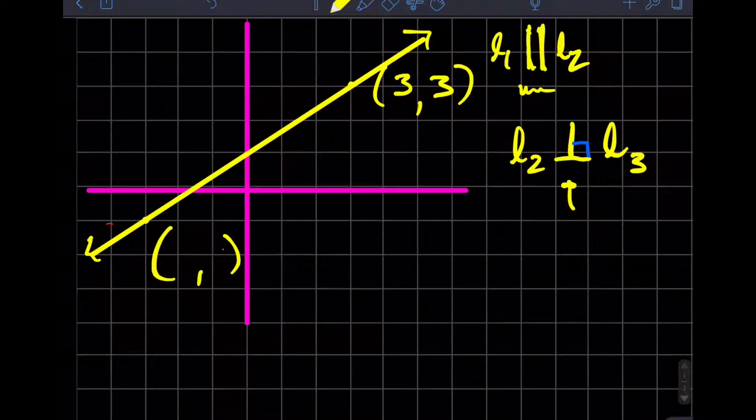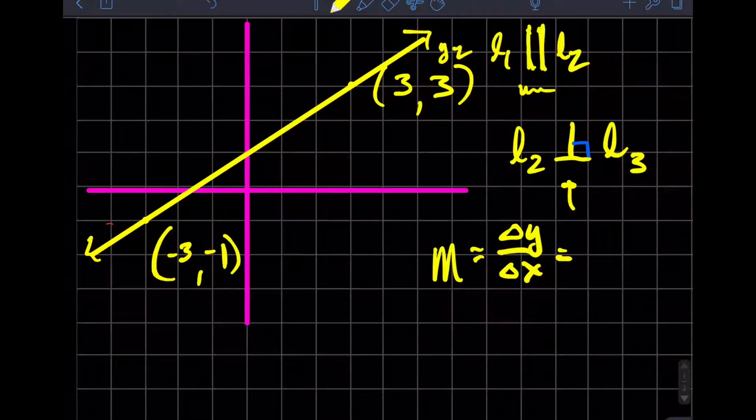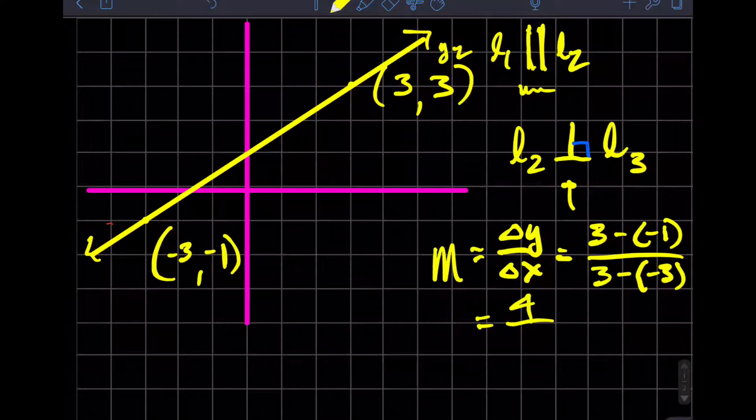I've drawn this line, and it goes through the point 3, 3, and it also goes through the point -3, -1. All right, so first let's find the slope of that line. m equals change in y divided by change in x. Let's choose this to be my y2. So I'm going to have 3 minus -1, and I'm going to have 3 minus -3 for my change in x. And I get 3 plus 1 is 4, and 3 plus 3 is 6. And so I get a slope of 2/3. So this line has a slope of 2/3.